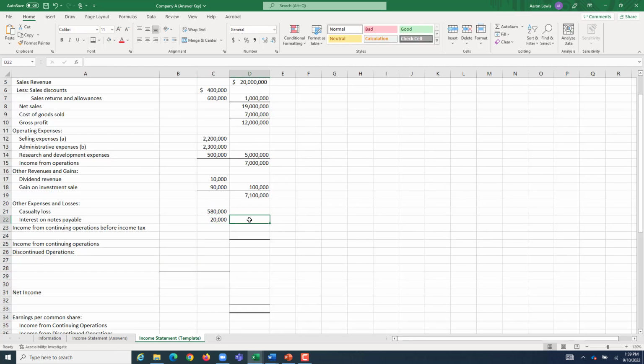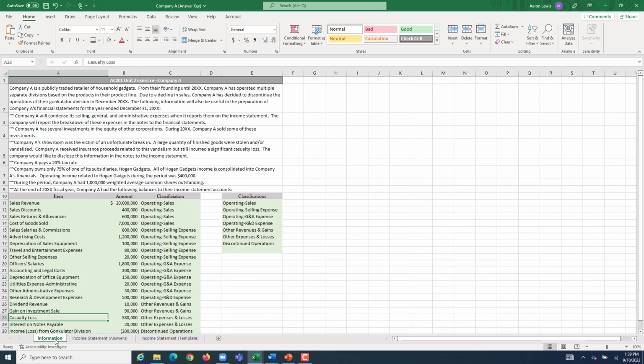So in total, if we add those two numbers together, we had $600,000 of other expenses and losses, which ultimately has to decrease our taxable income. So I'm going to subtract that $600,000 from the $7.1 million no-name subtotal we had, and we see that our income from continuing operations before we account for income tax is $6.5 million. We have one more thing to do in this section. It tells us in the information up here that our showroom was the victim of an unfortunate break-in, caused us to incur a significant loss, and the company would like to disclose this information in the notes to the income statement.